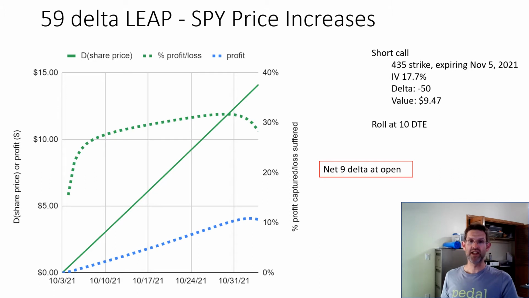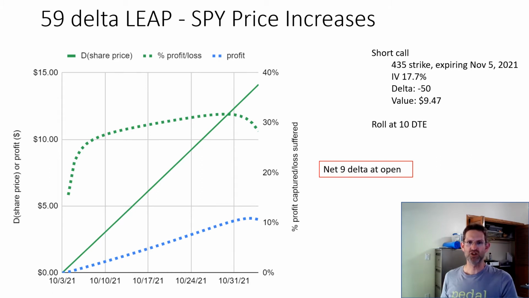The solid green line is the change in the share price over the life of the short call. So in this case, SPY rose by $14. The dotted blue curve is the net value of the spread. In this case, the spread increased by $4 in value. So by trading the spread, we captured $4 of the $14 of available profit, or about 30%. So the dotted green line shows how much potential profit we've captured.